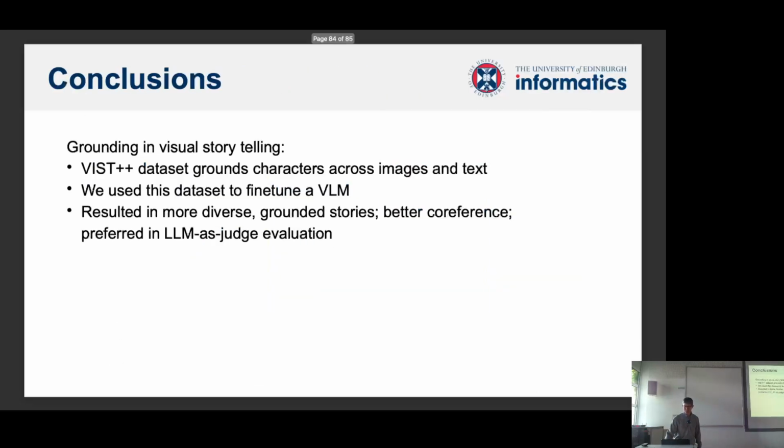Okay, that's it. To wrap up, we've talked about grounding a lot, and in the first part of the talk, I talked about grounding in visual stories. I introduced the VIST++ dataset, which is the result of an automated pipeline that grounds the characters in stories, both in the image and in the text. We used this to fine-tune a vision and language model, and we were able to show that this results in nicely grounded stories. They're diverse, they have better coreference than existing systems, and they do well in an LLM as a judge evaluation.